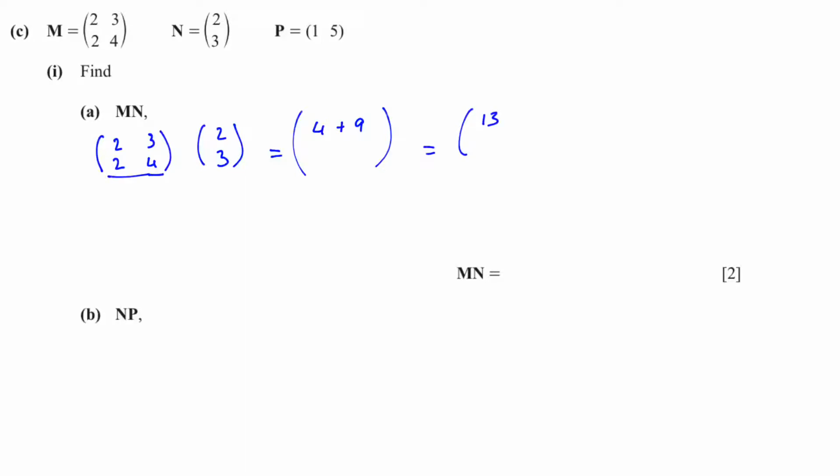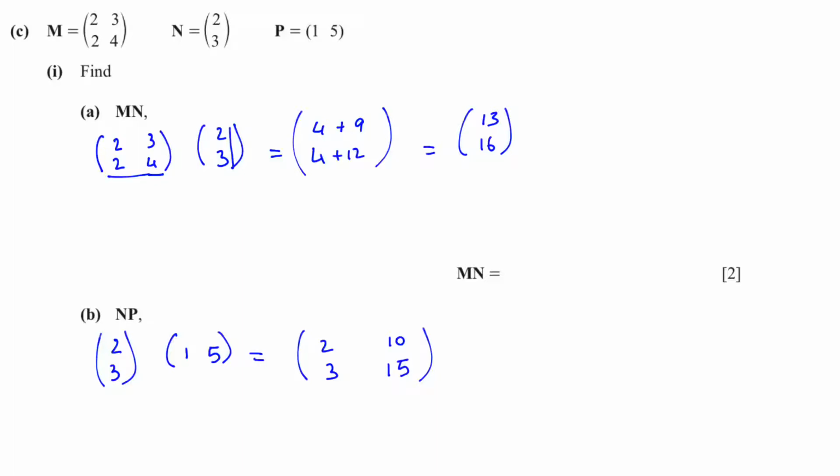And then 2 multiplied by 2, 4. And 4 multiplied by 3, sorry, 12. And that will give us 16. So that's our M multiplied by N matrix. The second is N multiplied by P. So (2, 3) multiplied by (1, 5). Again, we are going to do the row with the column. So the first term we will get is 2 multiplied by 1, 2, plus 2 multiplied by 5, 10. The second, 3 multiplied by 1, 3, and 3 multiplied by 5, 15.